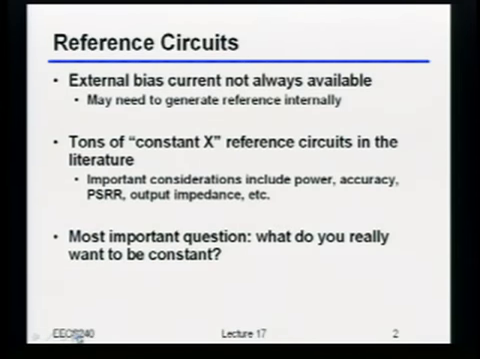Okay? So most of the bias circuits are called some sort of constant X, where X may be resistance, it may be current, it may be voltage, it may be any one of a number of other things. Okay? So really the key thing to keep in mind with any bias circuit that you may end up building is to ask yourself, what is it that you actually want to be constant? In other words, what is the X that you really actually care about? Okay?